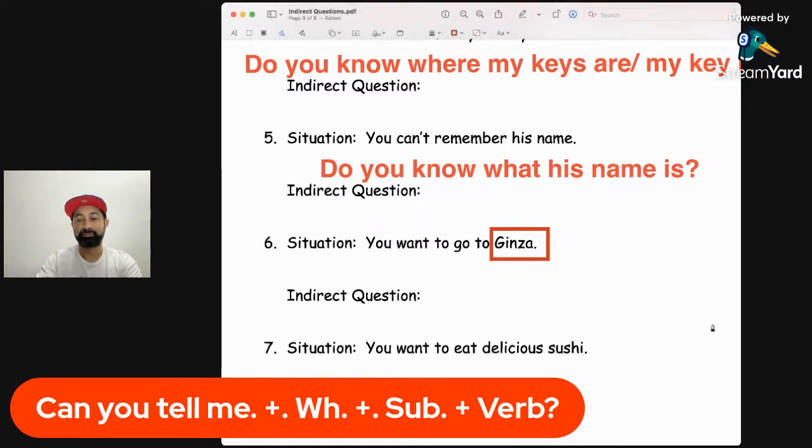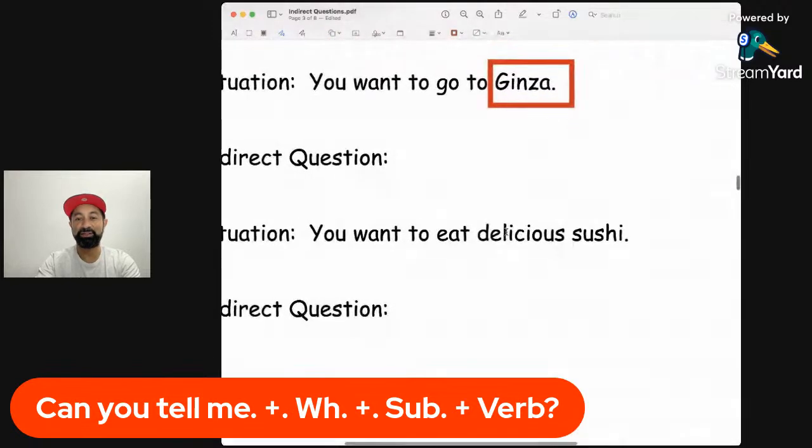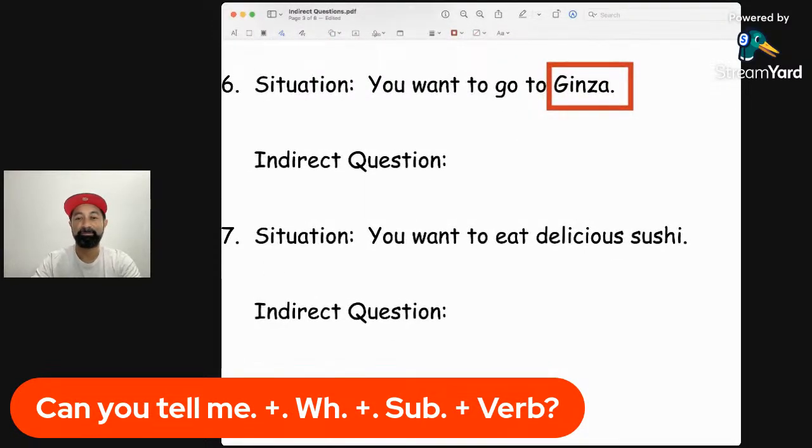Excellent answer. Okay, situation number 7. You want to eat delicious sushi. What will you ask your friend? So if you want to eat delicious sushi, but you don't know where, what will you ask your friend?